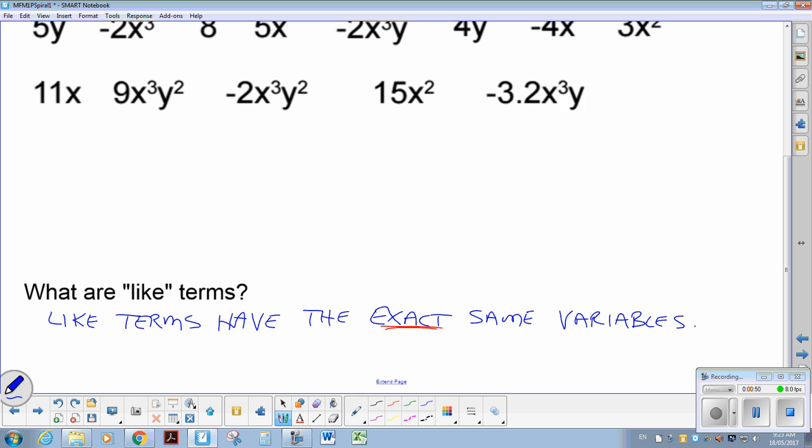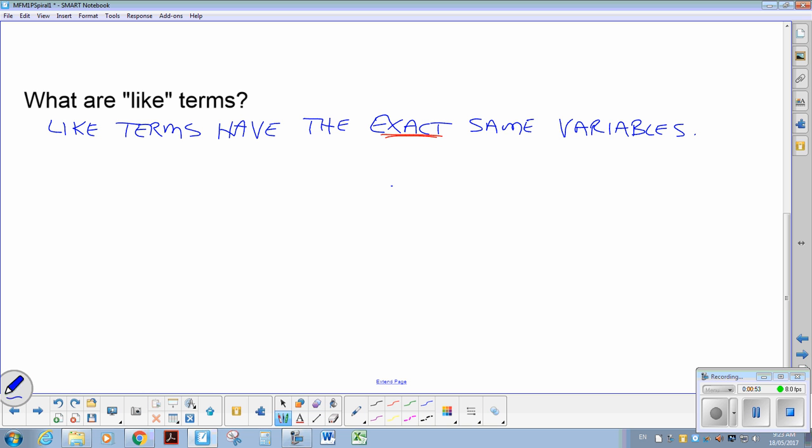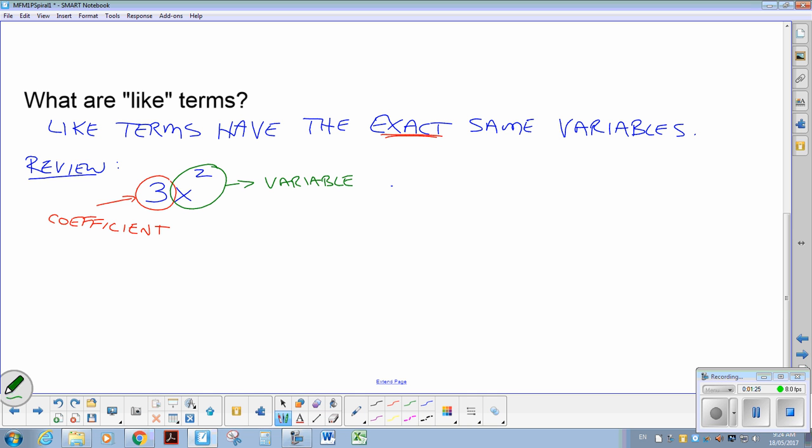So underneath here, I'm just going to extend it so I have a little bit more room. A quick review here. Let's say I use 3x squared as my example. 3 is a coefficient. In terms of finding like terms, a coefficient, the number in front of a variable, does not matter, plays no role in a like term. This is our variable. So it has to be the exact same variable in order to be a like term.